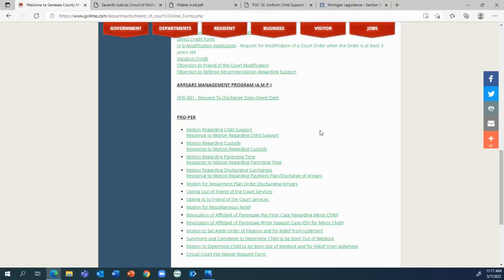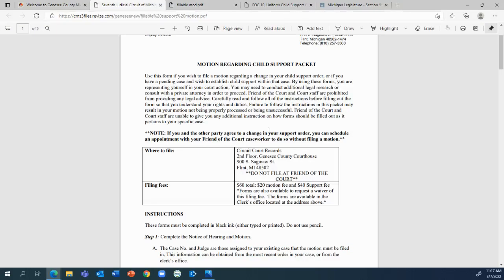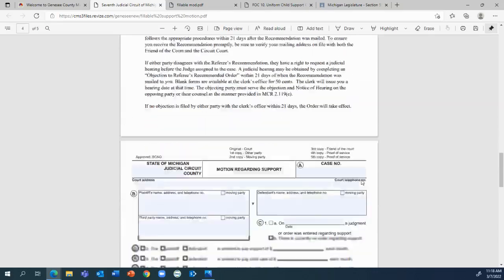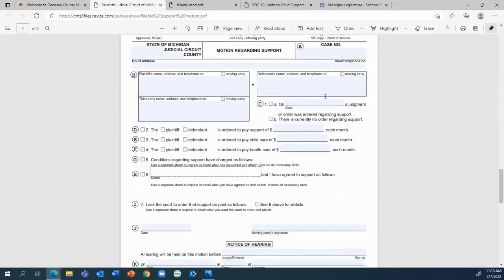Now, one thing that I want to point out when we talk about the motion regarding child support is there's actually two ways for you to ask the court to look at your child support. The first is the motion regarding child support packet, which we're looking at right here. And we're going to go over this one today. A lot of details there that we're going to walk through together, but here's what the form looks like. This is for you to file something with the court and have the court take a look at your support order, meaning you're going to go in front of a judge or a referee.